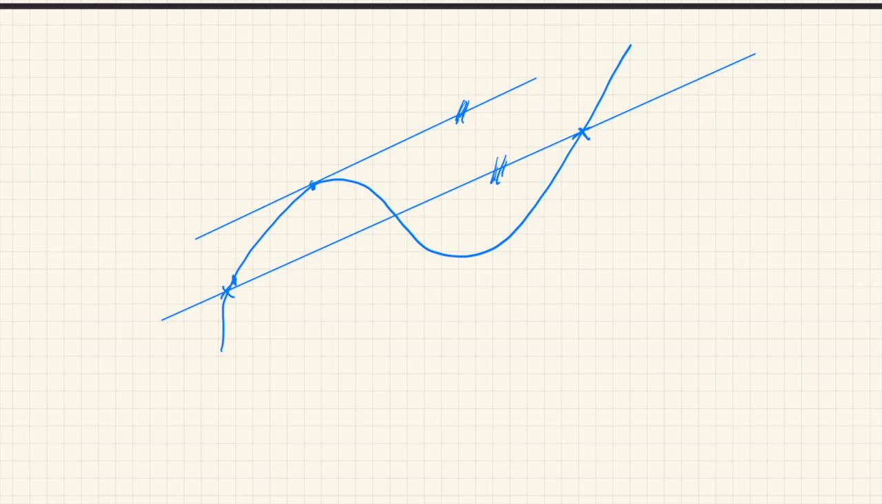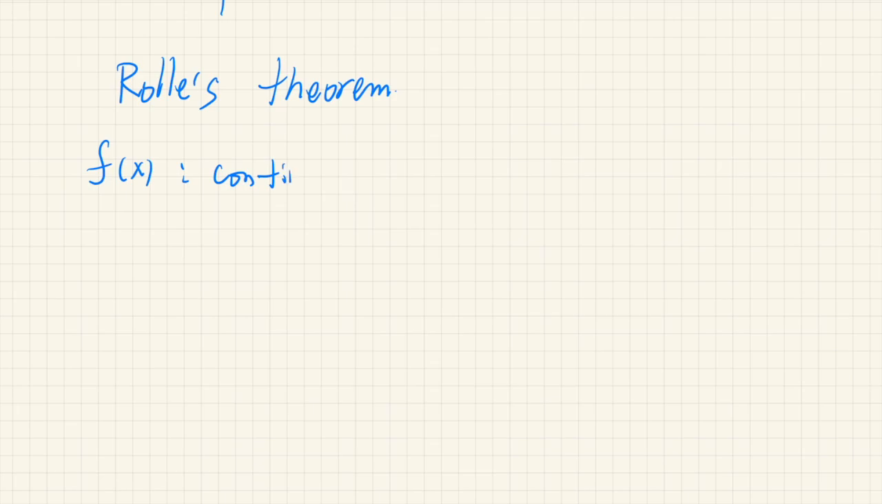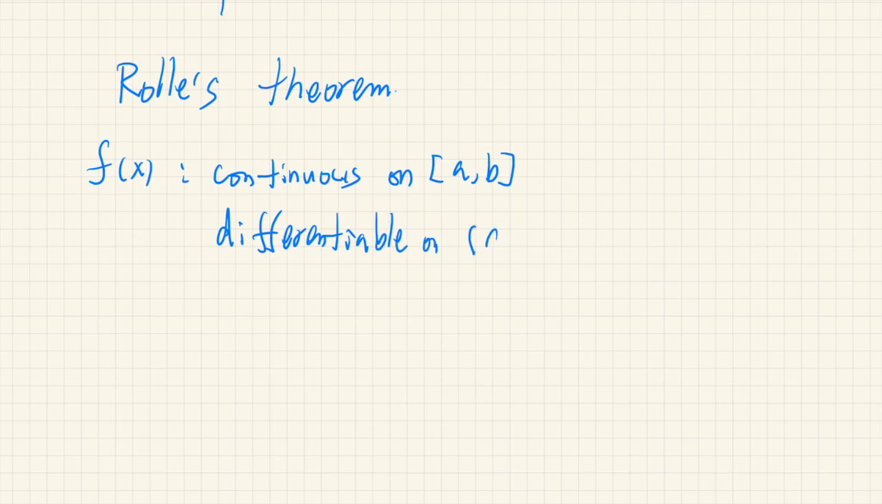So we are going to prove this theorem, but before that, we first prove Rolle's theorem. Okay. That's an easier version of the mean value theorem. Rolle's theorem. So this theorem says the following. Suppose f of x is a continuous function on a closed interval between a and b. And also assume that this is differentiable on the open interval between a and b.